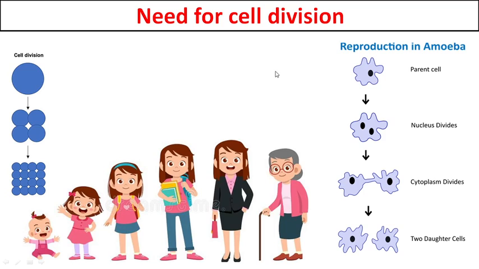Second thing is, for some protista, for some unicellular organisms, cell division is also a manner of reproduction, because these are unicellular organisms, they do not have many cells, they do not have a whole body. So if they undergo division, it will lead to the formation of two new organisms, which means it is a way of reproduction, to make more and more of its own kind.